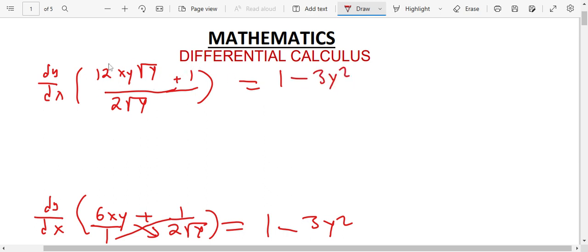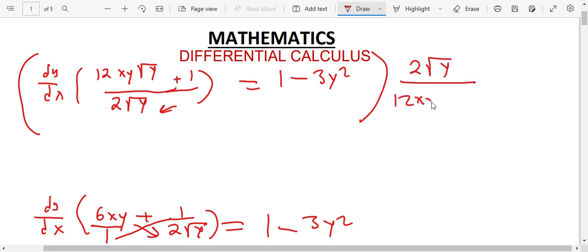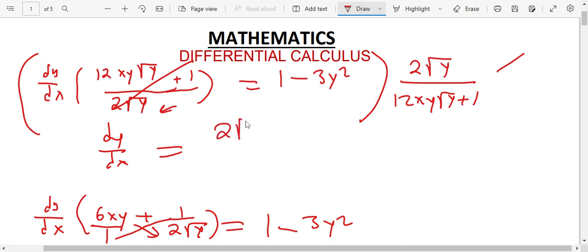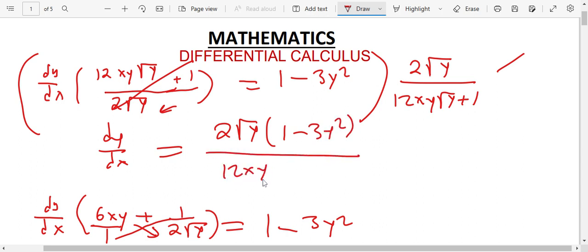So if I want to do away with this portion so that I just remain with dy over dx, I'll multiply everything by its reciprocal. The 2 square root of y is down, I'll put the 2 square root of y on top. And then the 12xy square root of y plus 1 is on top, so I'll put it down. So dy over dx then becomes, this will cancel with this. And then the same thing, this multiplies the other side. So that will be 2 square root of y, open brackets, 1 minus the 3y squared, over 12xy square root of y plus 1. So this is going to be the derivative. We are good?